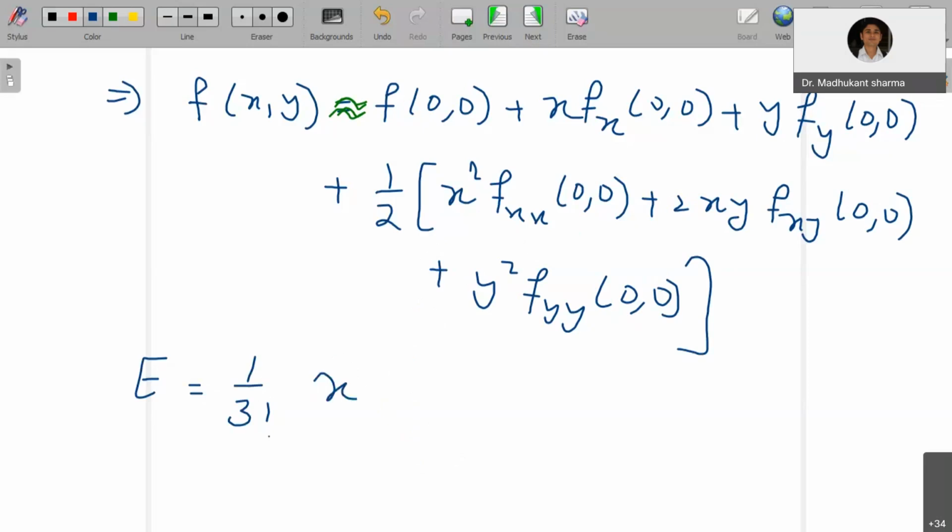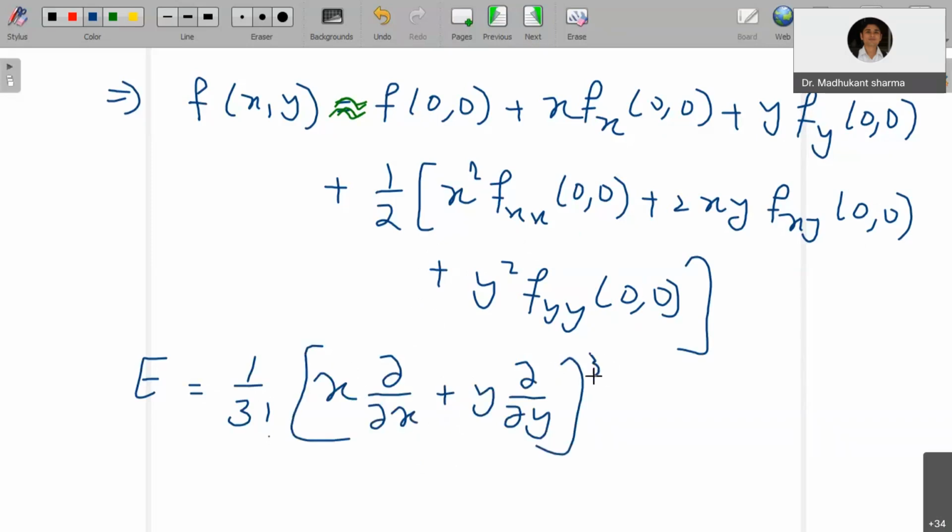That's going to be (x times ∂/∂x plus y times ∂/∂y) cubed of f at (cx, c1), so it's going to be (0 plus cx, 0 plus c1). So this is going to be (cx, c1). Okay, so this is going to be the error term.